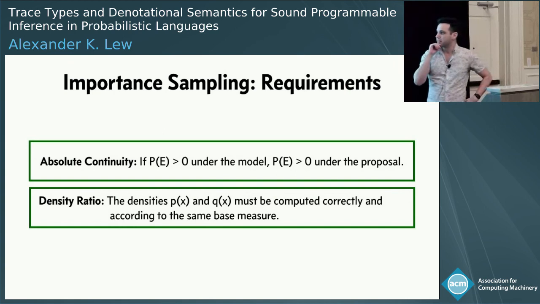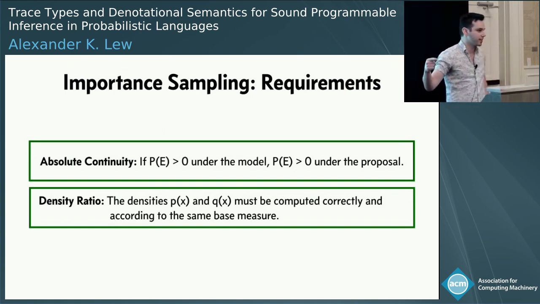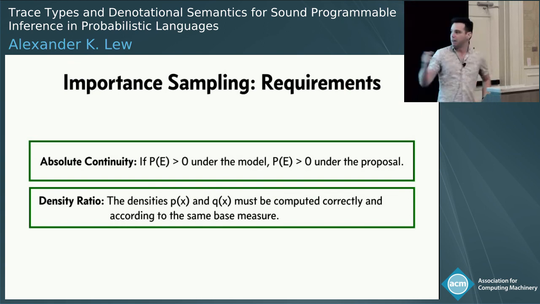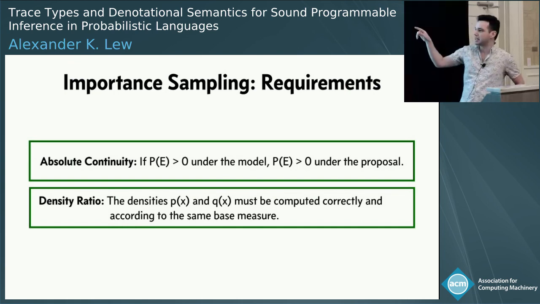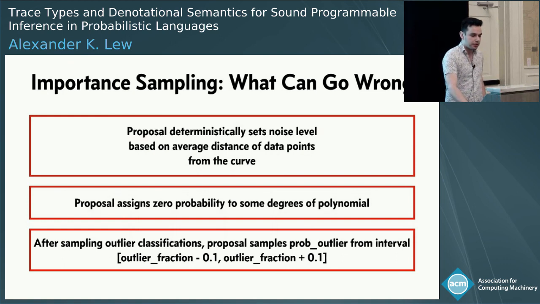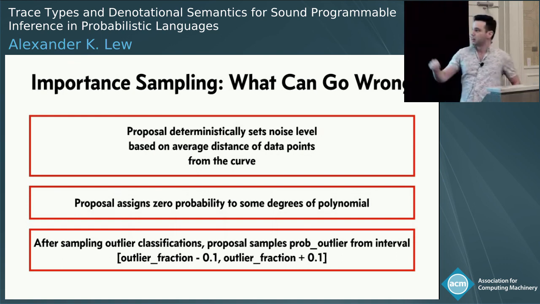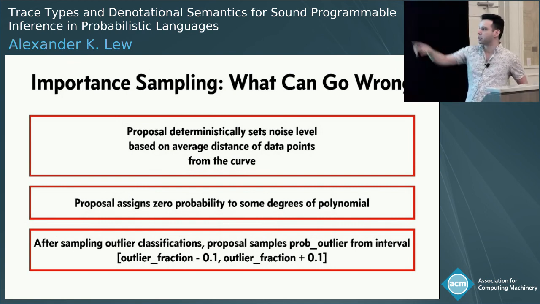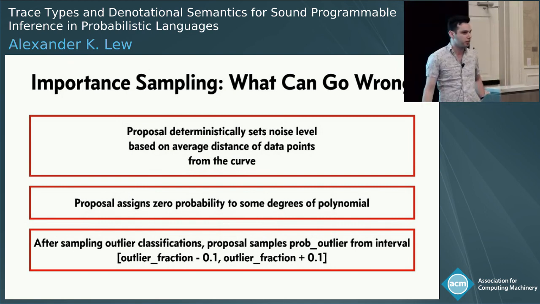Another thing that we have to make sure is that the importance weight is computed by computing a density ratio, which means that the densities have to be correct. And not only do they have to be correct individually, the densities of these probabilistic programs have to be computed according to the same base measure so that we can divide them and have it actually mean something. And probabilistic programming languages like Pyro and Gen have procedures for computing densities, but there are ways of writing programs that make those procedures behave in strange ways. So we need to ensure that that's not happening. So some things that could make importance sampling go wrong here are, if the proposal assigns 0 probability to some degrees of polynomial, that's not good because it violates absolute continuity, right?